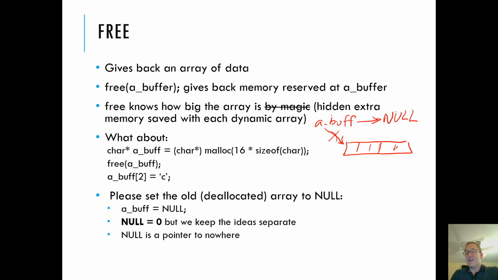The reason I do this, so when I'm done, I say A is equal to null. The reason I do this is if I do this and then I try and access a buff, if I try and write this line here, I'll get a null pointer exception. My program explodes. And you say, why would I want my program to explode? And I say, you want your program to explode rather than stomping on other people's stuff and not being aware of it.